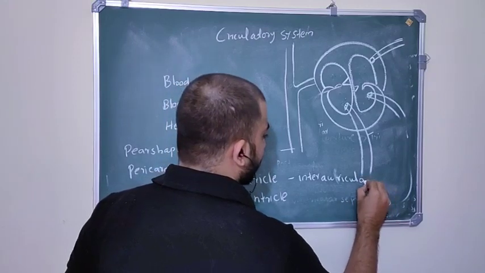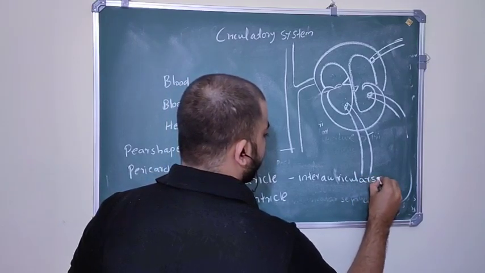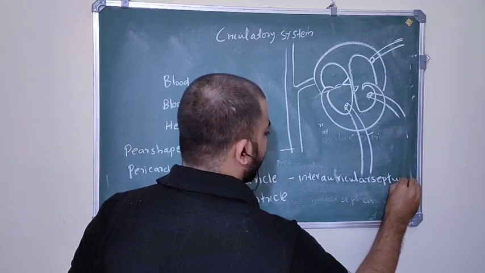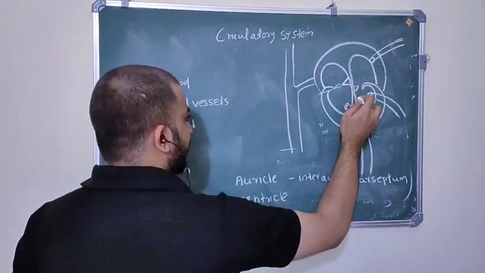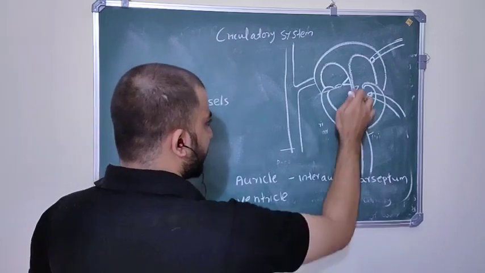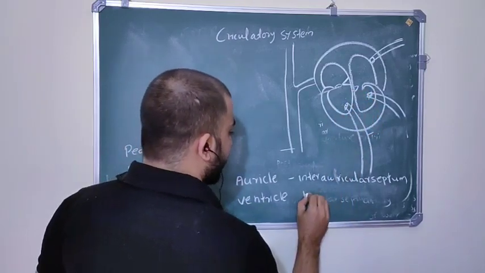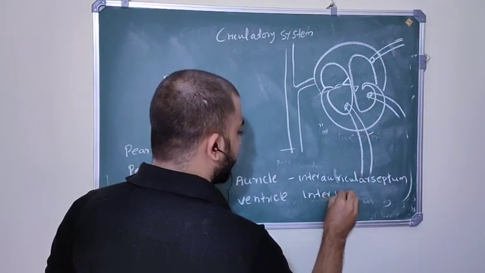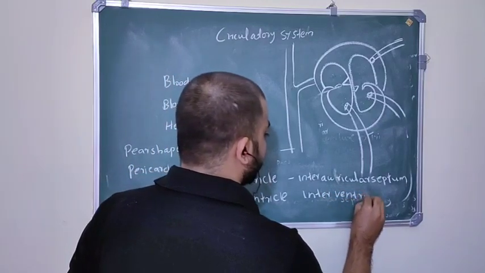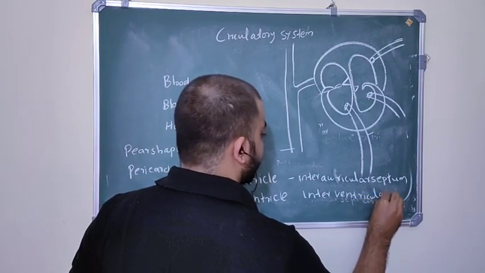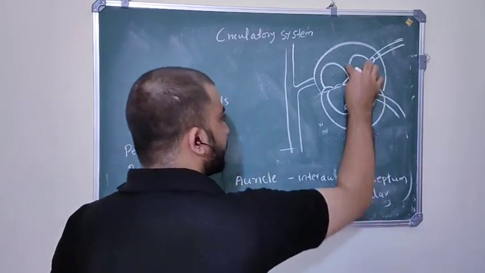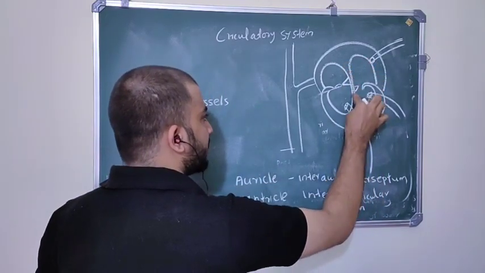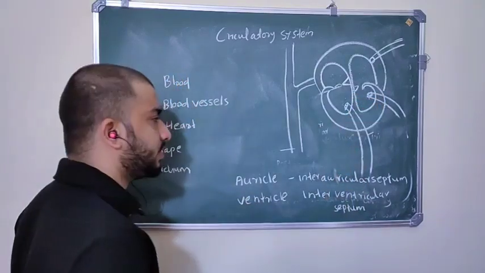Interauricular septum. In the same way, the right and left ventricles are separated by a septum called the interventricular septum. Okay, clear? So this is the interauricular septum, and this is the interventricular septum.